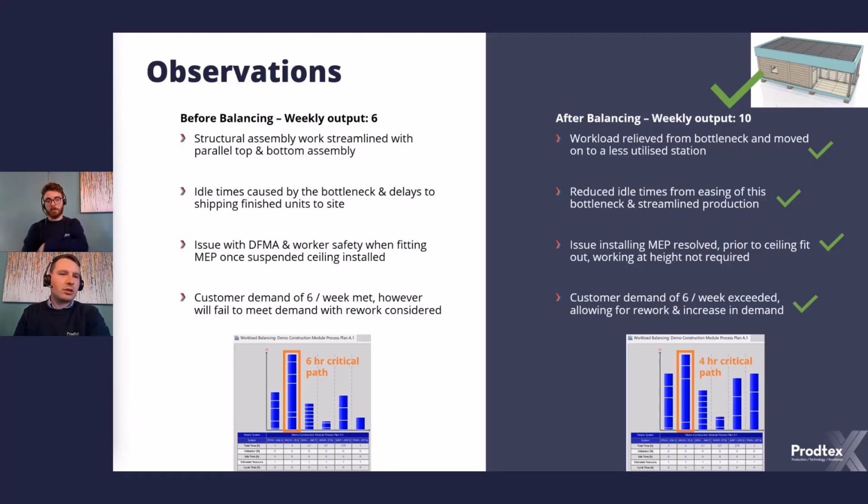And there was also this issue with worker safety and DFMA when fitting the MEP once the suspended ceiling had already been installed. We determined that although we've met the customer demand of 6 units in a week, we'd fail to meet that demand if we take into account rework, which needs to be done before the modules are delivered to site. And so in the second scenario, we managed to output 10 modules within a week.